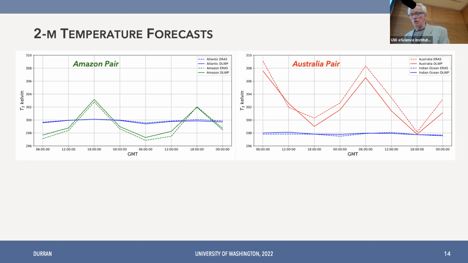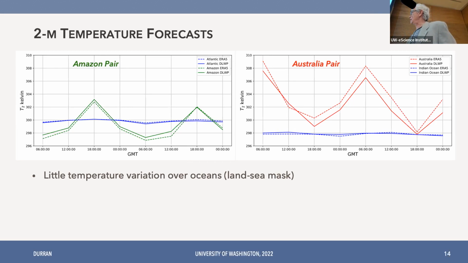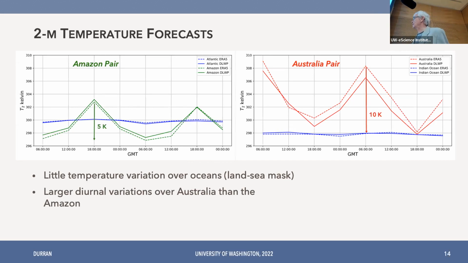So we see over the oceans, as we expect, there's little temperature variation, and that's no big surprise. We're, of course, doing a good job forecasting this slowly varying quantity, and it has a land-sea mask. So we're not surprised about any of that, right? But what is surprising here? You should hopefully be surprised about something if you've been out in the desert or in the jungle. The model has figured out there are larger diurnal variations over Australia, about 10 Kelvin, whereas the diurnal variations are half that big over the Amazon.